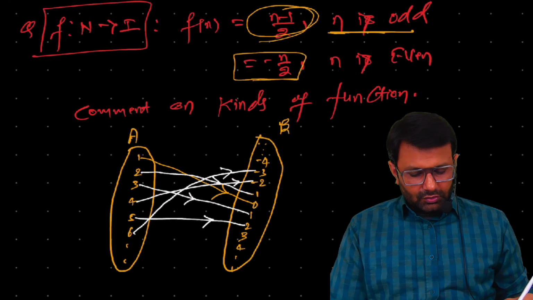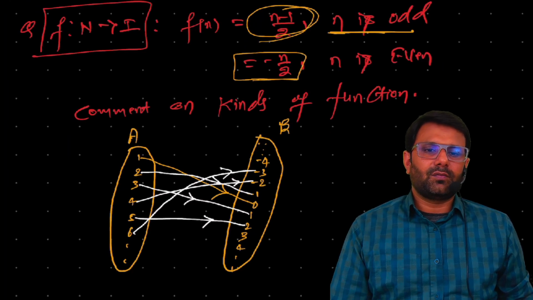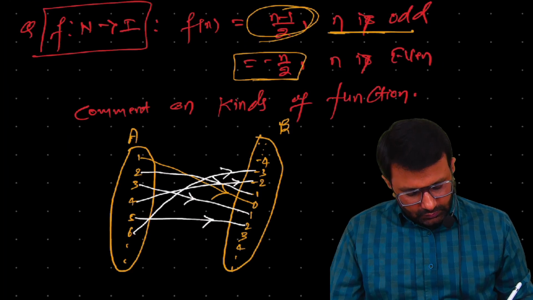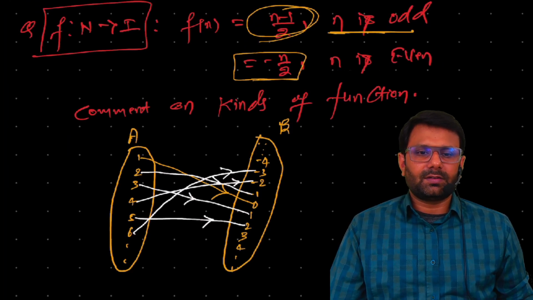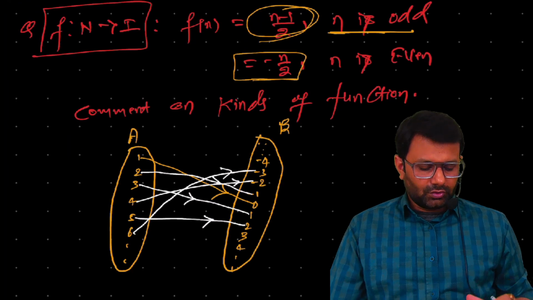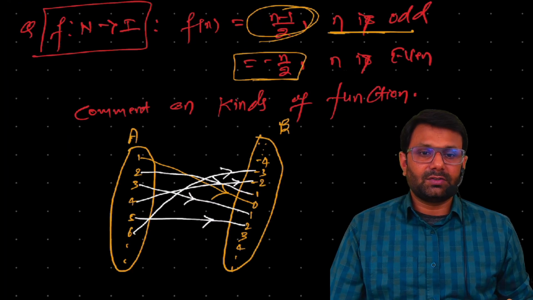So like this now you can comment here. Which kind of function is this? In this way you can draw infinite arrows here. Okay. So now I'm commenting on the types, the kinds of function.